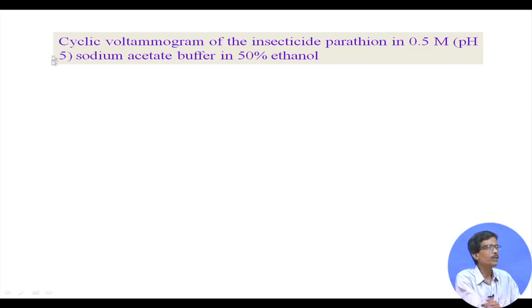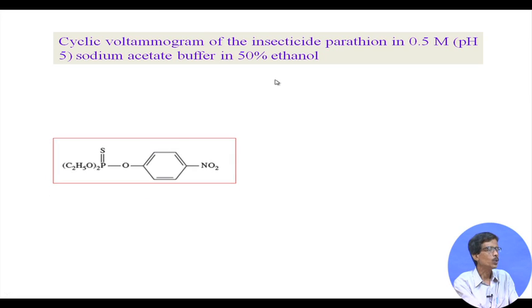So, one such very important molecule is the insecticide Parathion. Parathion is the general terminology for this molecule, and in the market it is available under the trade name Folidol. So, at a concentration of 0.5 molar at pH 5 in acetate buffer in 50% ethanol, because it is not fully soluble in water, 50% ethanol is fine, and in a buffered medium you go for the corresponding electrochemistry of this particular compound.